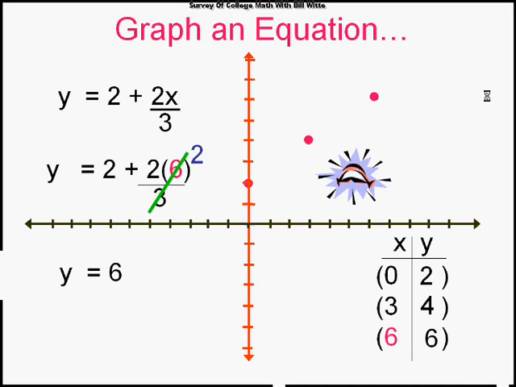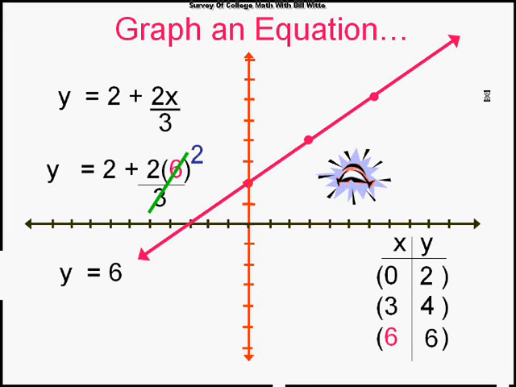I'm not finished yet. I have to draw the line. And that is one way that we've learned up to this point how to graph a line: solve for y and put in 3 points. There's going to be one more. I know I'm notorious for giving you only one way, but this is the big leagues now.